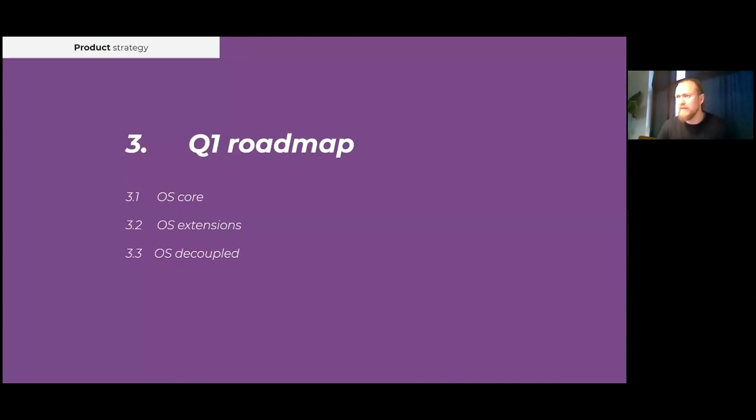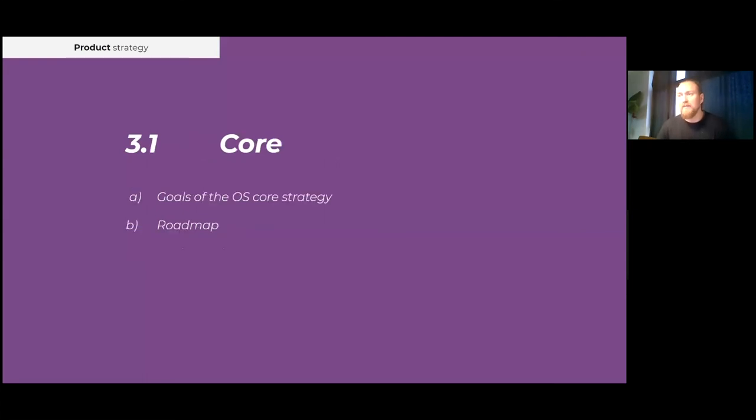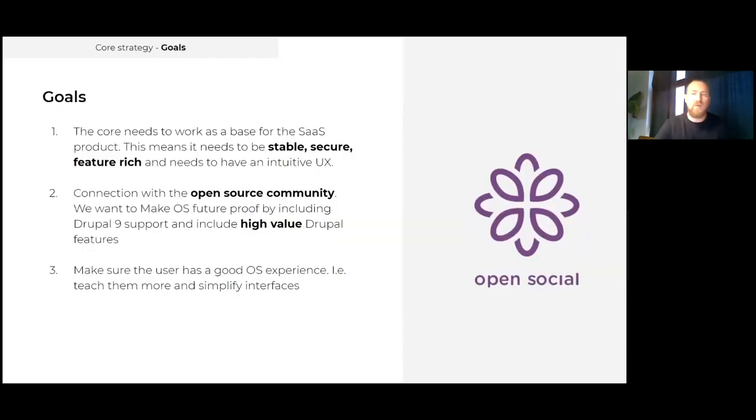So let's move to the actual roadmaps. We're going to start with the core, move to extensions, and then to the decoupled roadmap. For the core, I posted again the overall goals that we set for each of those products of Open Social. We talked about this already in the first session a bit.